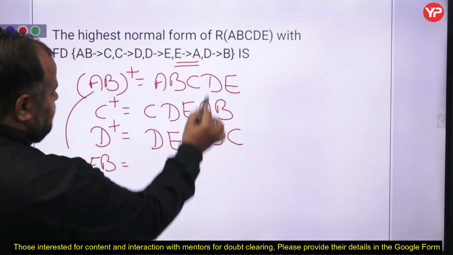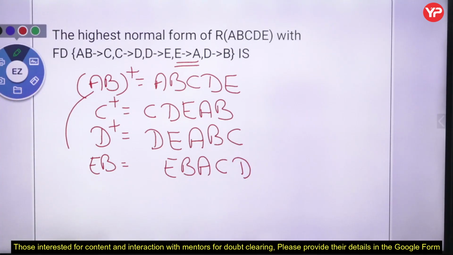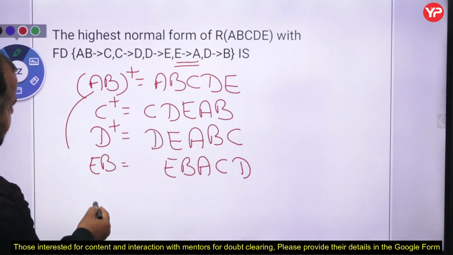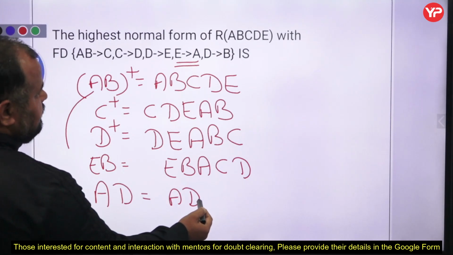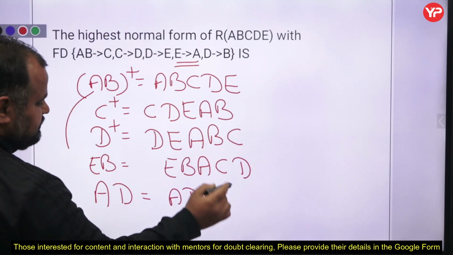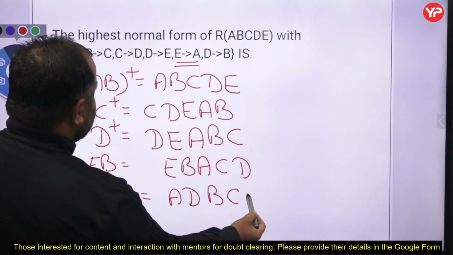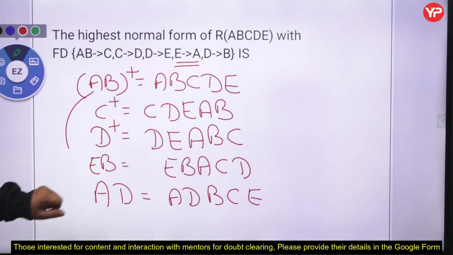EB. E determine A. AB determine C. C determine D. Now B is also determined by D, so AD. AD is a key. Now tell me, AD is AD. D determine B. Now see my dear students, AB determines C, and C and AB determine B, D and E. But now tell me, are AB and AD the keys?